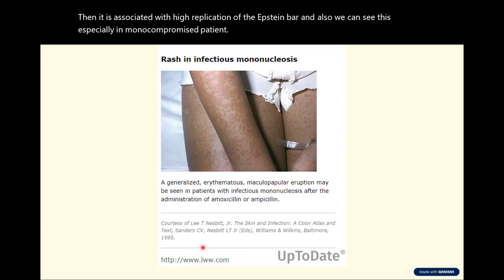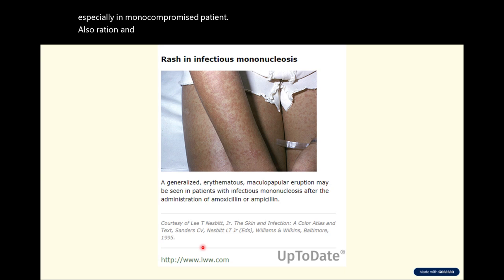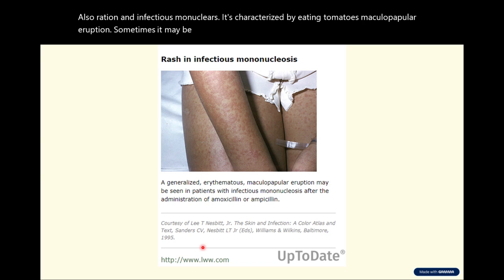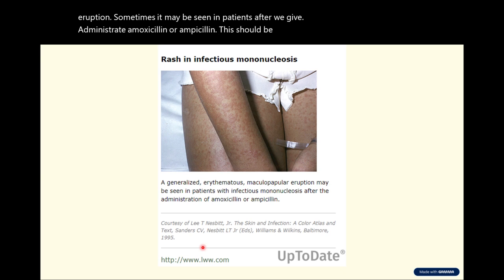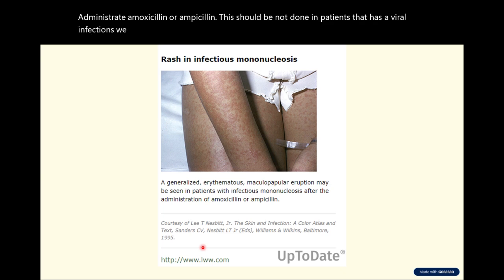Also, rash in infectious mononucleosis is characterized by an erythematous maculopapular eruption. Sometimes it may be seen in patients after we administer amoxicillin or ampicillin. This should not be done in patients who have a viral infection. We should not give antibiotics.